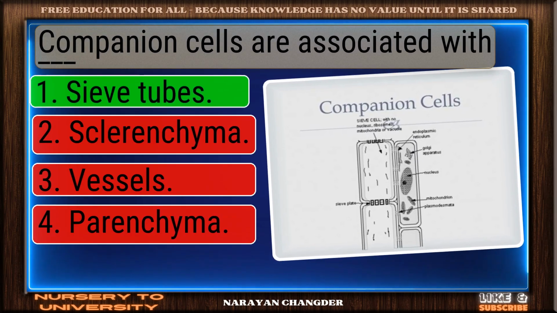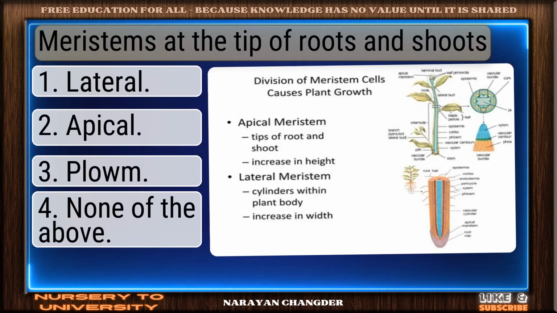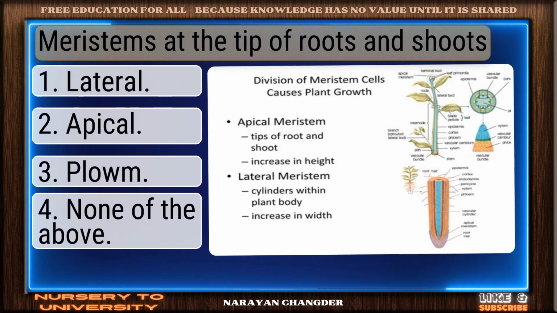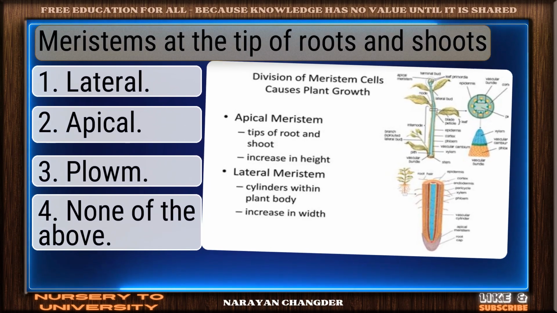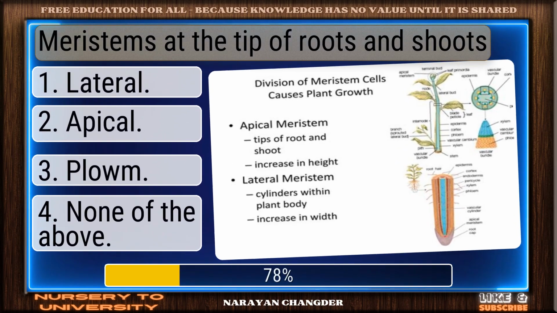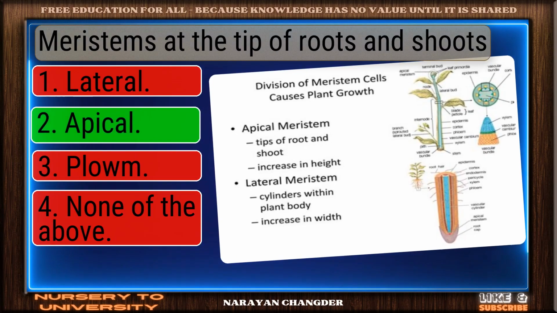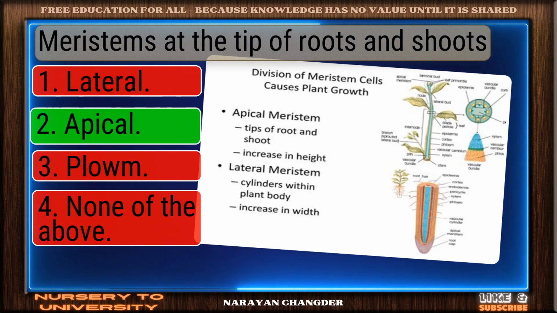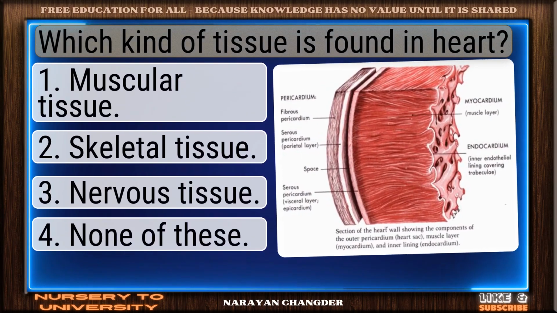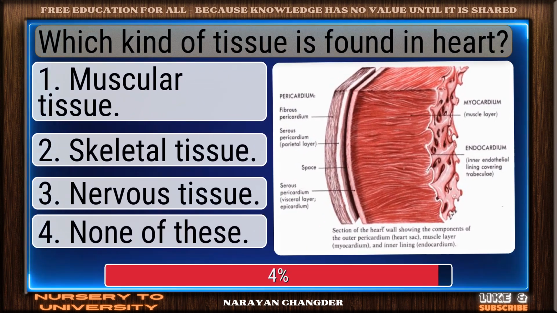Smart pick. Sieve tubes is the correct choice. Question number 86. Meristems at the tip of roots and shoots. Well reasoned. Apical is the correct choice. Question number 87. Which kind of tissue is found in heart?